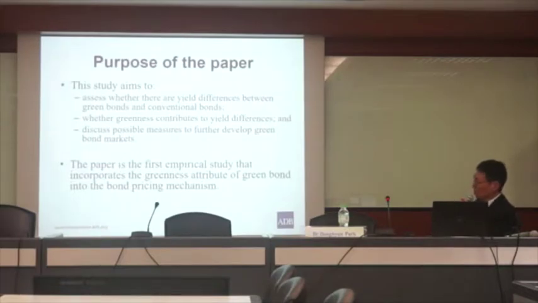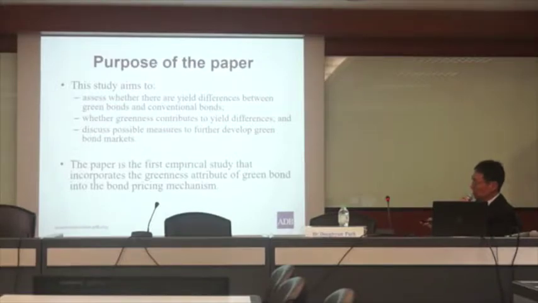Okay. So what do we try to do in this particular paper? Let's go into the analysis now. Well, first of all, we want to see if there are any significant differences in yields between green bonds and conventional bonds, number one. And number two, we want to see whether greenness, and let me be more specific here, by greenness, we mean indicator of greenness, or index of greenness, whether indicator of greenness contributes to the yield difference between conventional bond and the green bond.